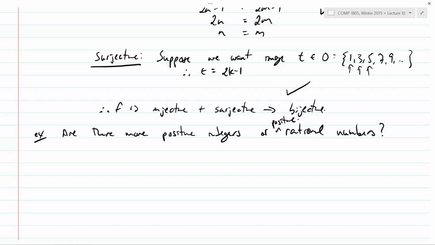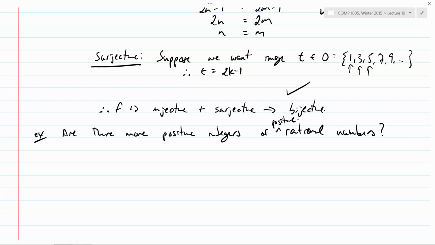Yeah? They're not the same size, because for positive rational numbers, in between two positive integers, there's an infinite amount of rational numbers. Okay. All right. Is that enough to do it, though? That seems promising.